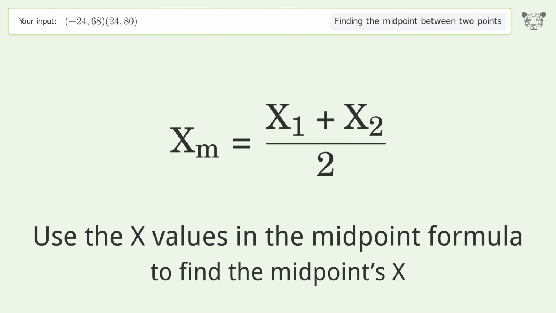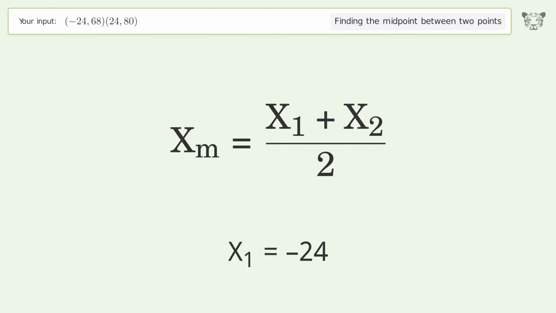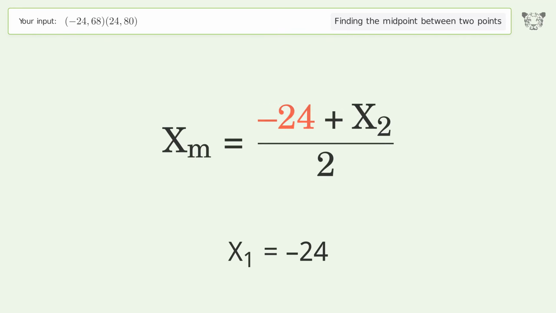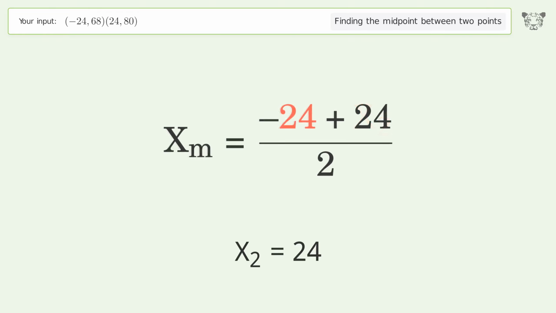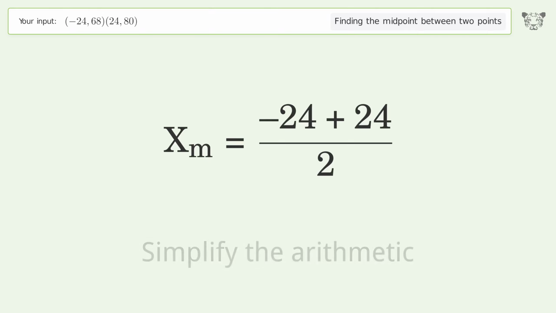Use the x values in the midpoint formula to find the midpoint's x. x1 equals -24. x2 equals 24. Simplify the arithmetic.